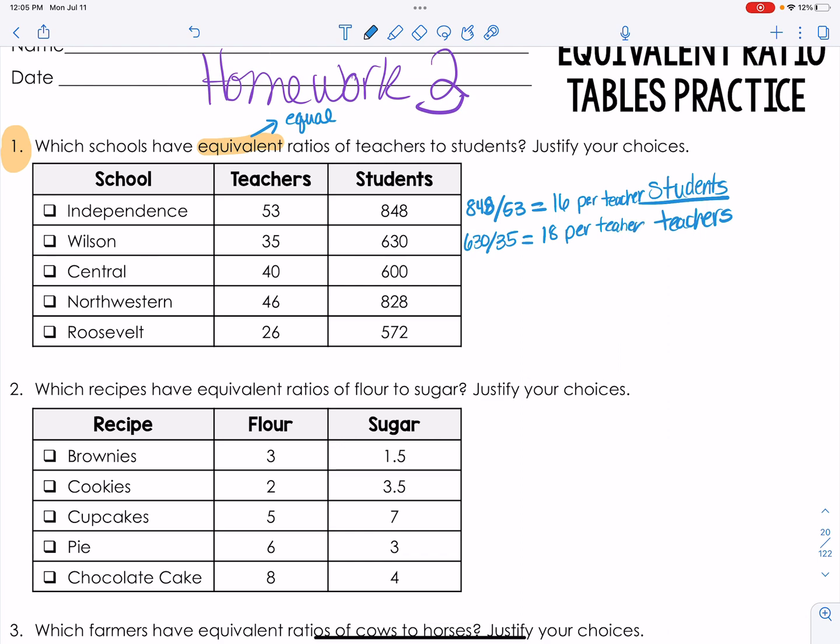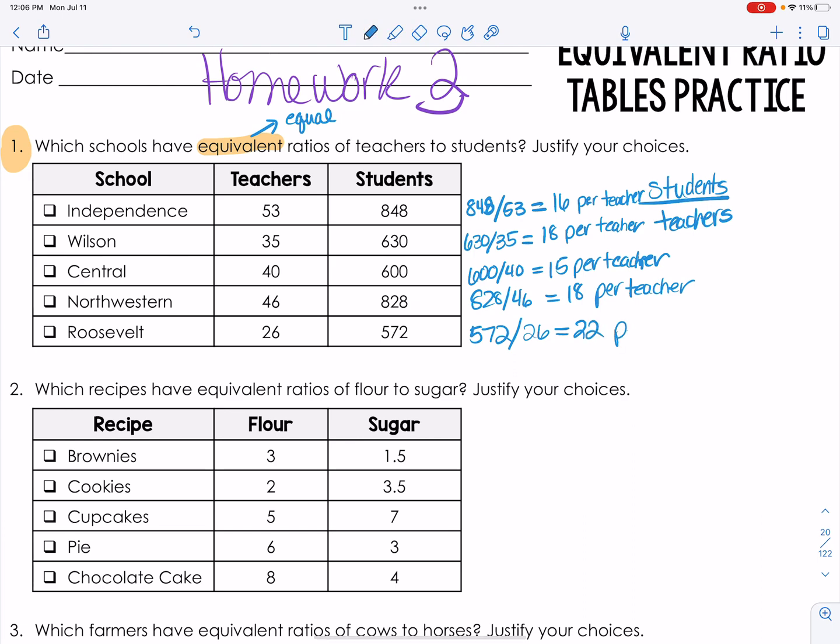The next one would be 600 divided by 40, and that is going to be 15 per teacher. And then 828 divided by 46 is 18 per teacher. I'm using my calculator. 572 divided by 26 is going to be 22. I can't do math, I even had a calculator. 22 per teacher. So these are how many students each teacher has in their class, okay?